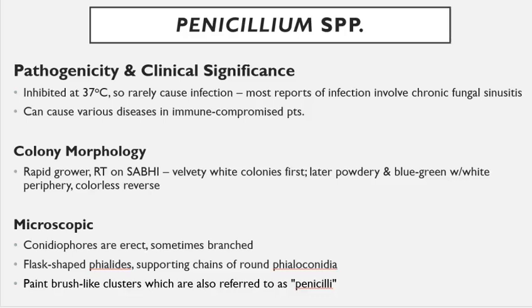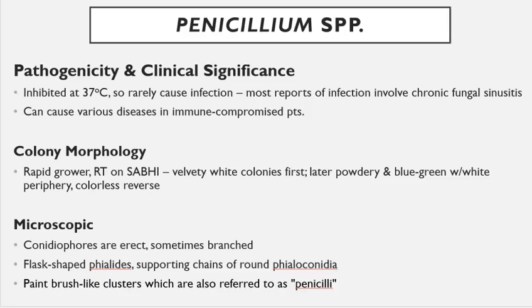Our colony morphology is a rapid growing colony. It can grow at room temperature on brain heart infusion media. It produces a velvety white colony first, and later it will produce a powdery blue-green colony with white periphery. On the underside or the reverse of the plate, it should be colorless.